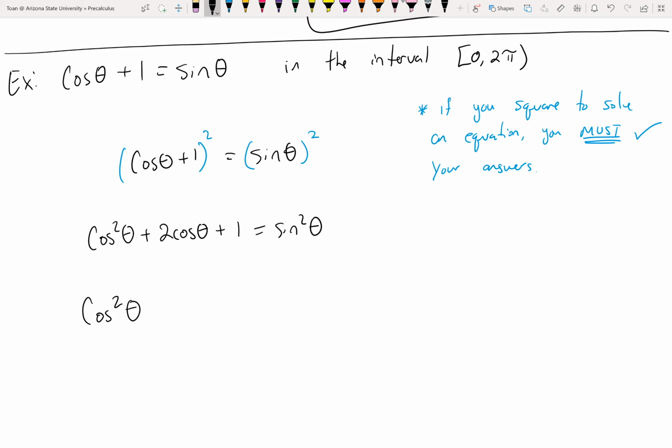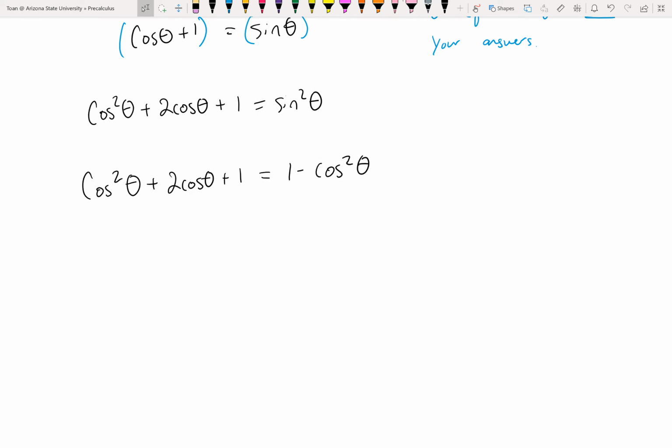Cosine squared theta plus 2 cosine theta plus 1 equals, and we should know that sine squared is 1 minus cosine squared. Okay, so this is nice. This is good for us. Everything's in terms of cosine, so let's just bring everything onto one side. So we'll go ahead and add the cosine squared, and we'll go ahead and subtract the 1. So that gives us 2 cosine squared theta plus 2 cosine theta, and then if we subtract the 1, the 1's cancel out, right?